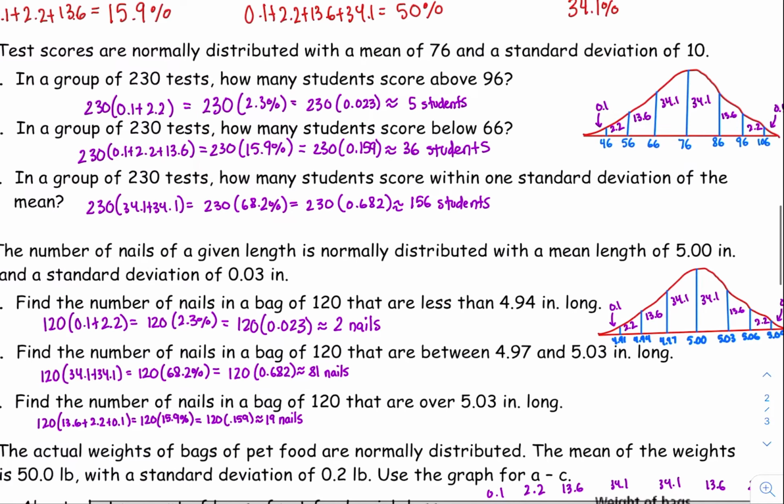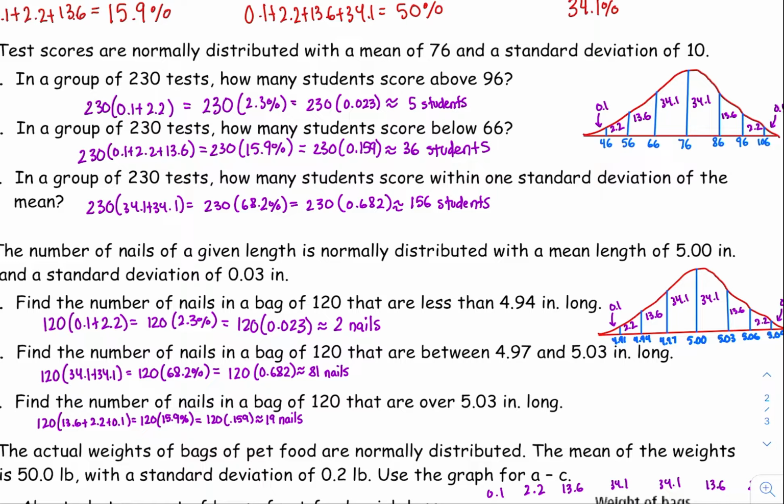Okay, so let's look at this. Find the number of nails in a bag of 120 that are less than 4.94. Here's 4.94. Less than that is this percentage, which is 2.3%. So you have to do the total 120 times 2.3%. 2.3% becomes 0.023. Multiply these together, you're going to get around 2 nails.